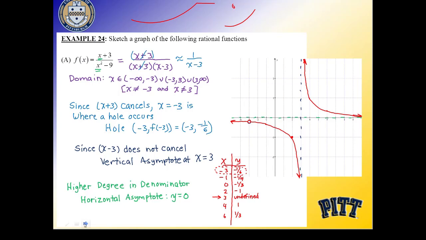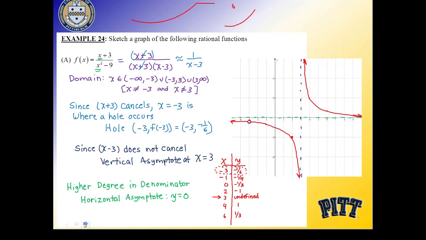And when I get those x and y values, of course at 3, the y value is undefined. At negative 3, negative 1/6 is actually undefined too, but it's a hole. But I plotted those other points, drew the graph through them, and also tried to avoid the asymptotes, and that's what the graph would look like.